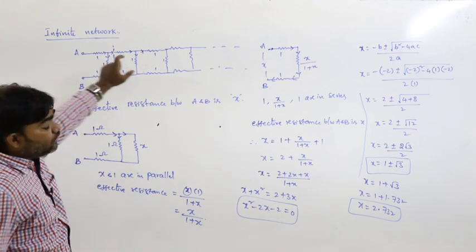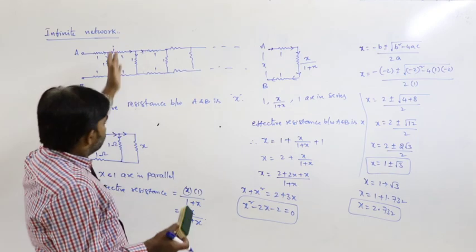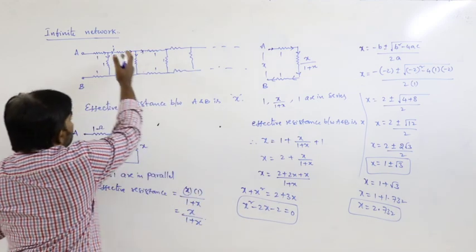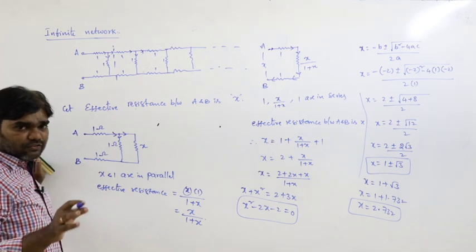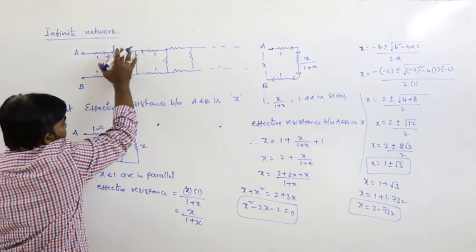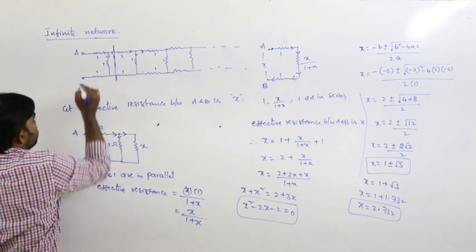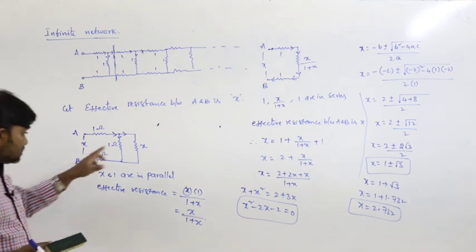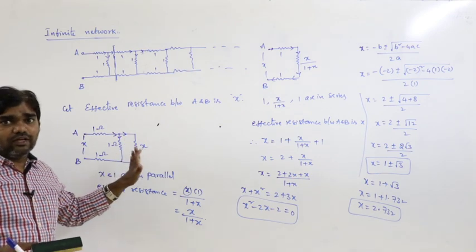This is the case of an infinite network. Infinite network means we don't know how many branches there are like this. We don't know how many branches, for example, infinite number of branches. That is infinite. So removing all these from this point onwards, apart from this, I am just considering x. What is x? The effective resistance between A and B is x. The same here I am also considering. So this is the way to solve an infinite network.